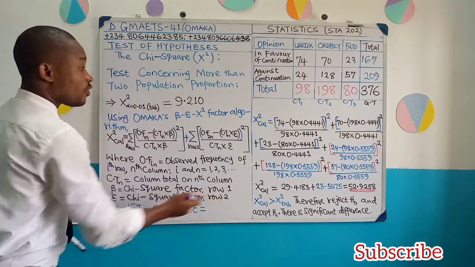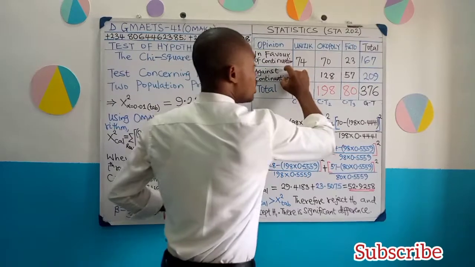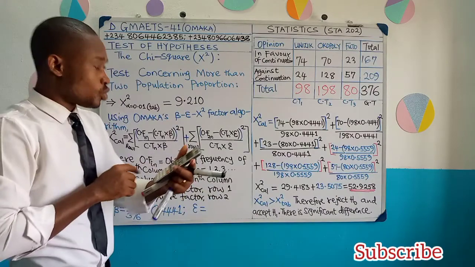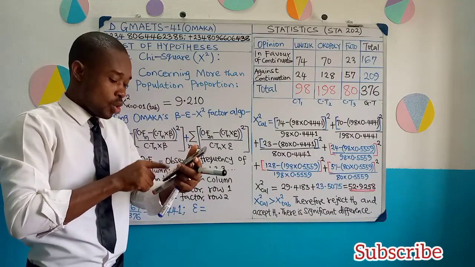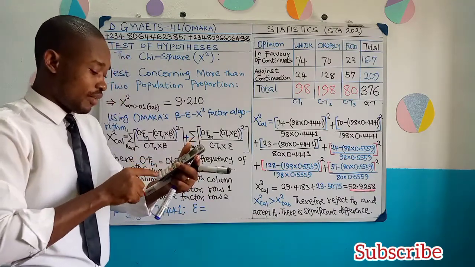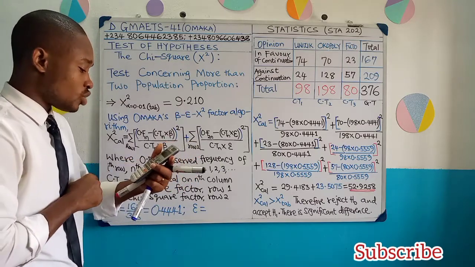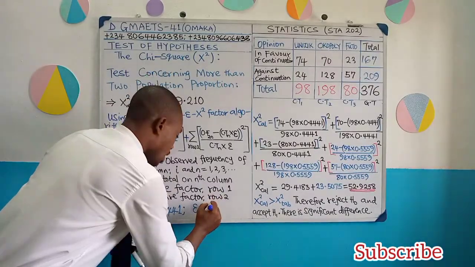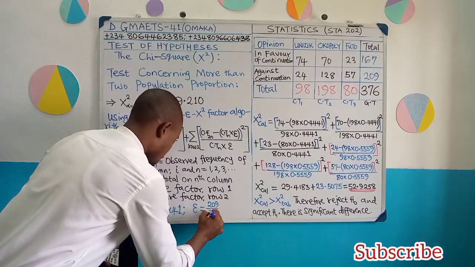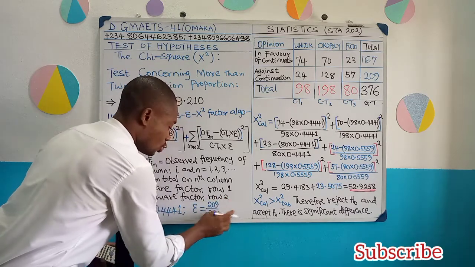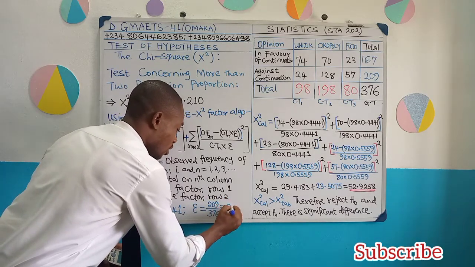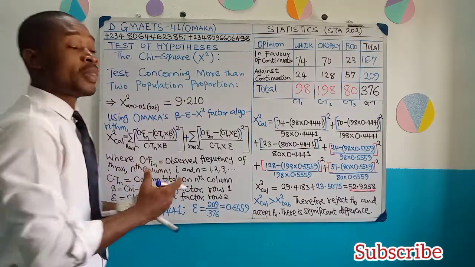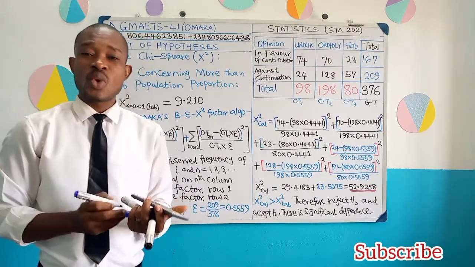I will also get epsilon. Epsilon is the chi-square factor for row 2. So I'll go to row 2. It's going to be row 2 total divided by the grand total. Row 2 total is 209, so 209 divided by the grand total, 376. And of course, the value given to me here is 0.5559 approximately. So that's how we got the chi-square factor for row 1 and row 2.